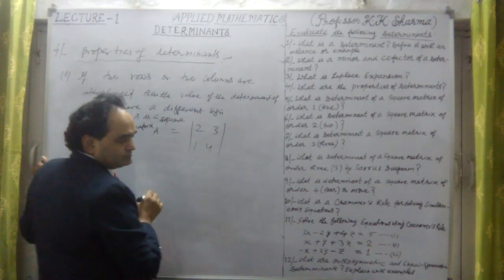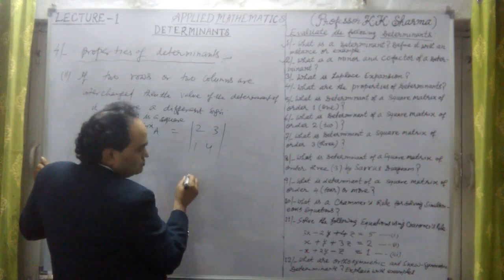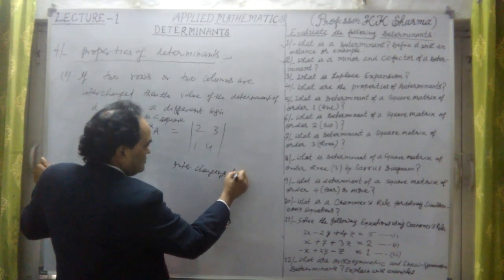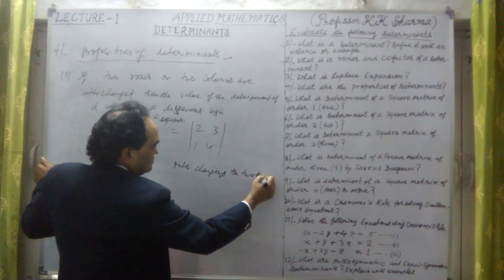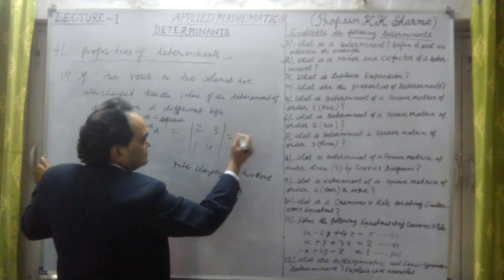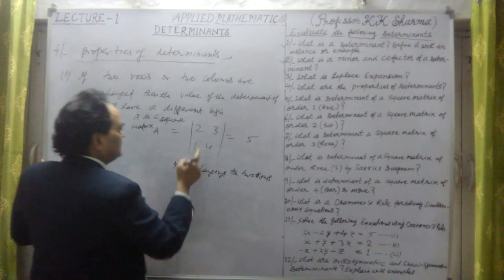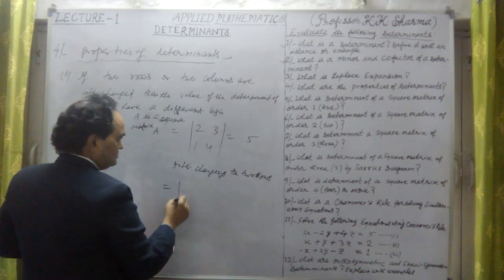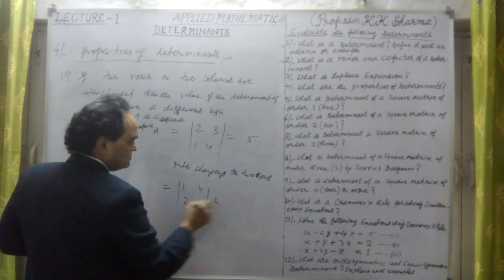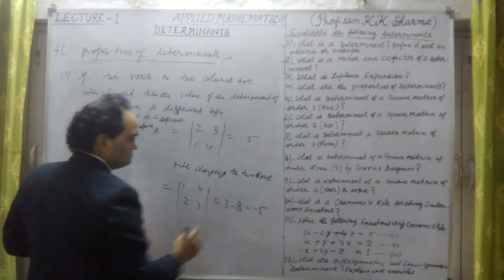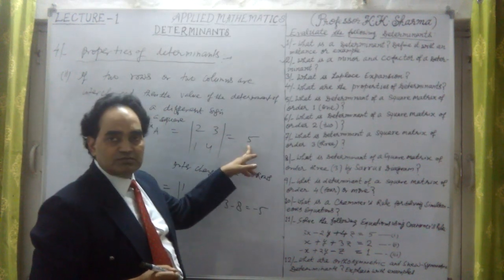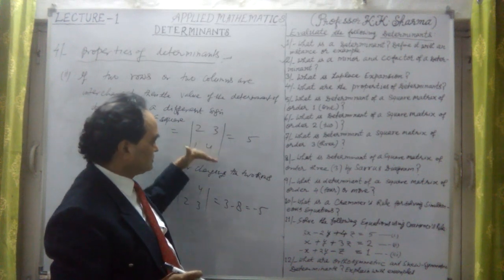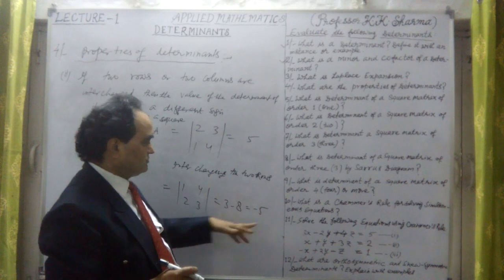If I interchange the two rows, this is A here. First, its value is 8 minus 3, which is 5. This is what we have calculated. If I interchange the two rows, this row is written as second and this as first. It is 1, 4 and 2, 3. What is the value here? It is 3 minus 8, which is minus 5. Previously it was plus 5, now it is minus 5. What we have done is interchanged the two rows. The first row has been written as the second row and the second row as the first row. We see that the answer is different.